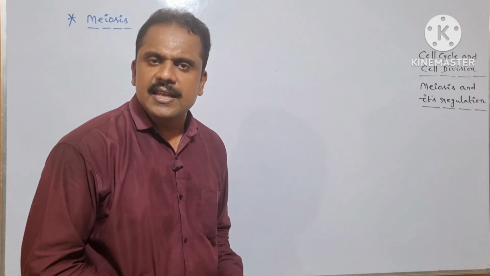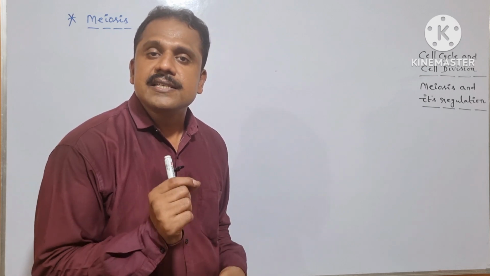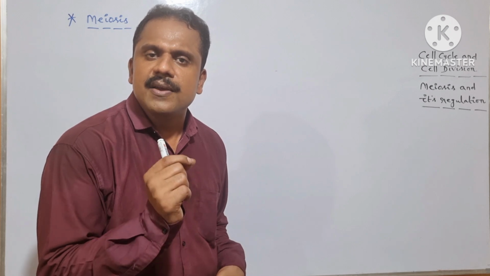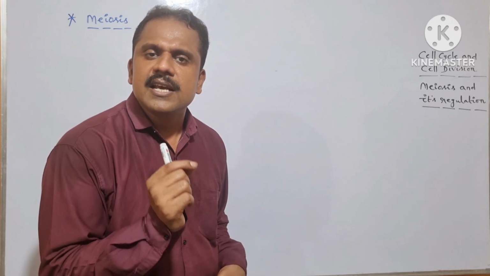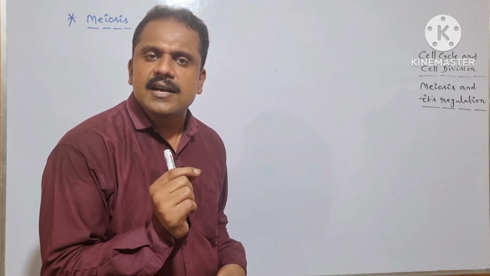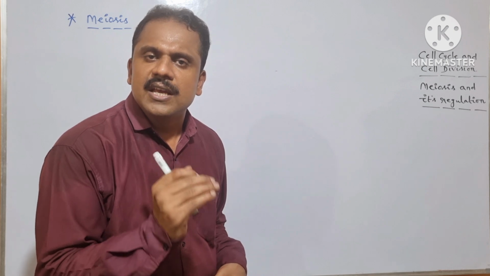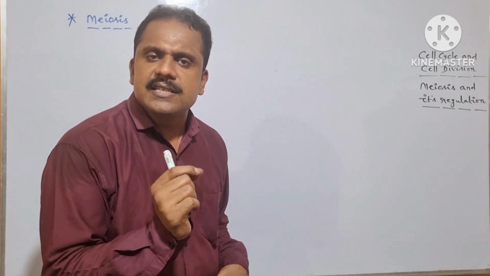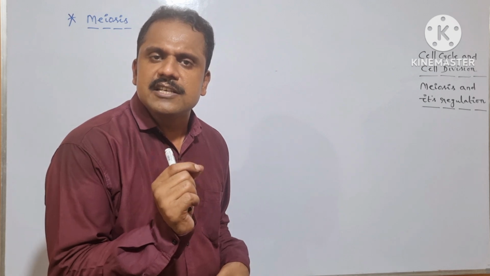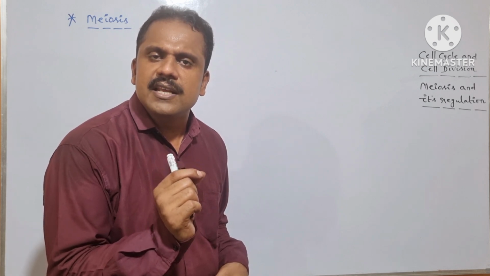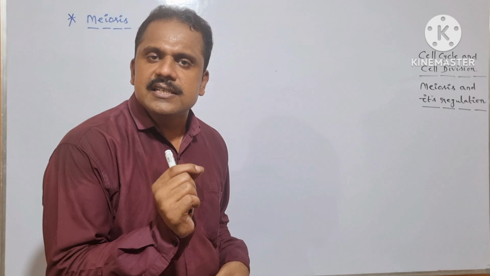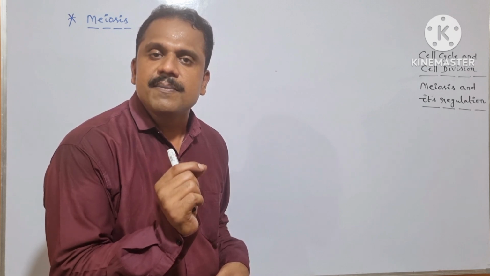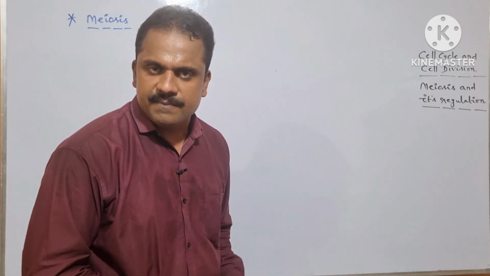And here, in case of meiosis 2, separation of sister chromatids occurs. Because of the splitting of the centromere, separation of the sister chromatids occurs in meiosis 2. In what way? In case of mitotic cell division, separation of the sister chromatids occurs because of the splitting of the centromere. Even in case of meiosis 2, because of the splitting of the centromere, separation of the sister chromatids occurs. Is it clear?